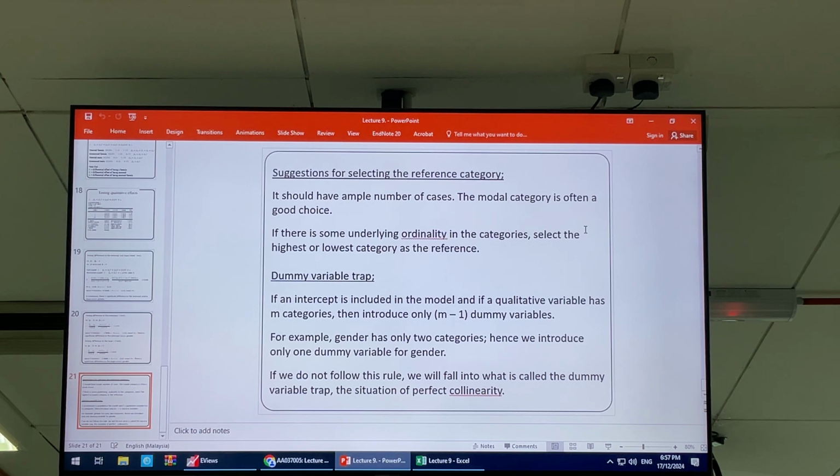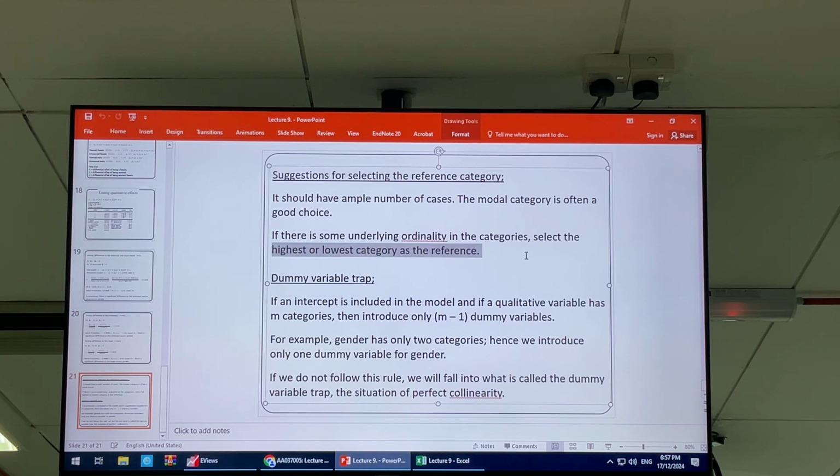And then if there is some underlying ordering or inequality in the categories, select the highest or lowest category. So just now, for example, I gave you an example about the highest education level. Let's say primary school, secondary school, tertiary school. So you have three. That's already ordinal, because the lowest one is primary school, the middle one is secondary school, the highest one is tertiary education. So it has some kind of ordinality.